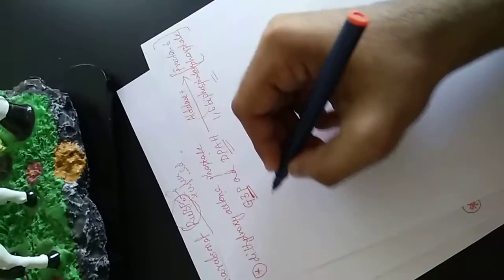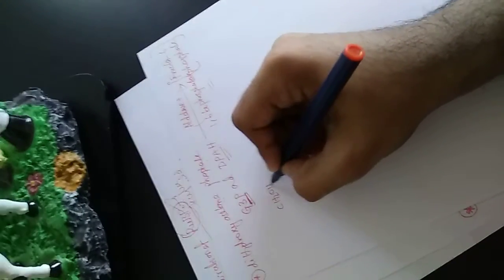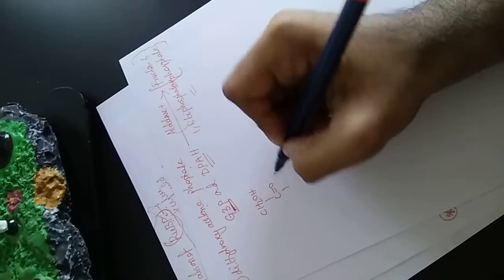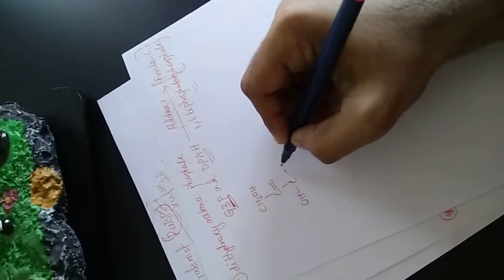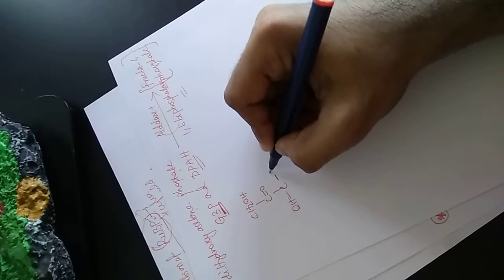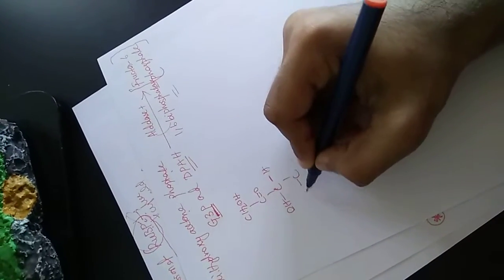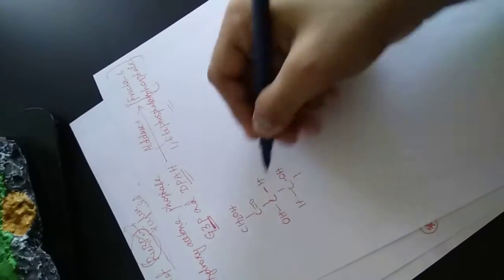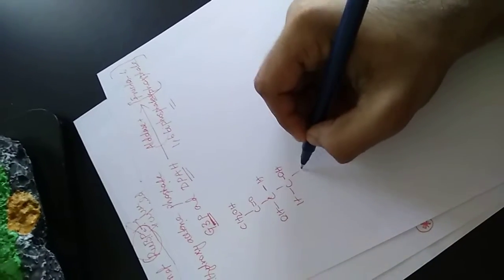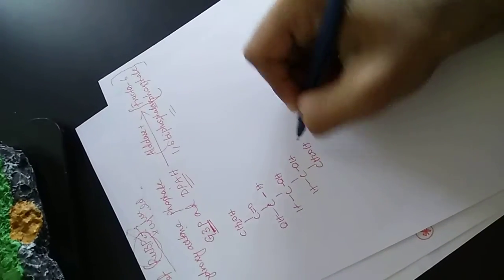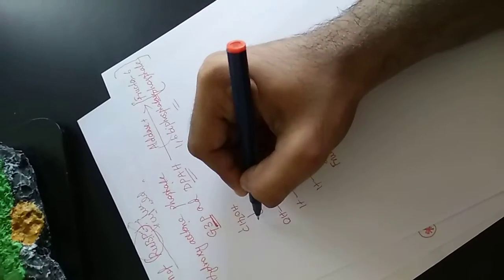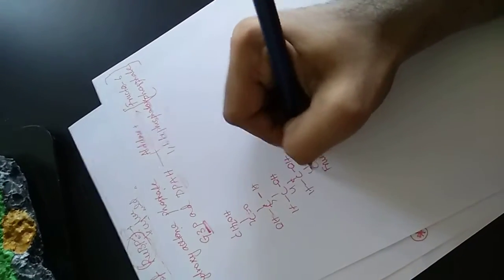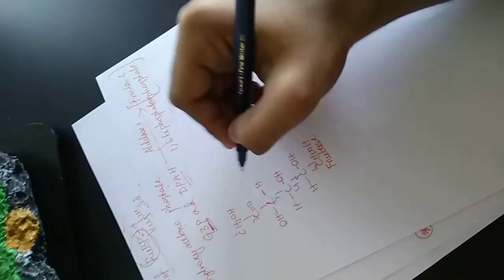So let me write down the structure of this. I think most of you know the structure of fructose. The structure of fructose is very similar to glucose, but remember, glucose is an aldose, while fructose is a ketose, so it has the same configuration except for the ketose part. So this is the structure of fructose. This is carbons 1, 2, 3, 4, 5, 6. So what's the structure of fructose 6-phosphate?